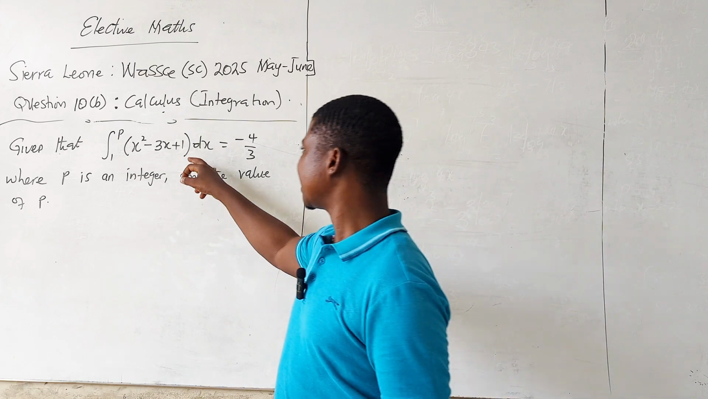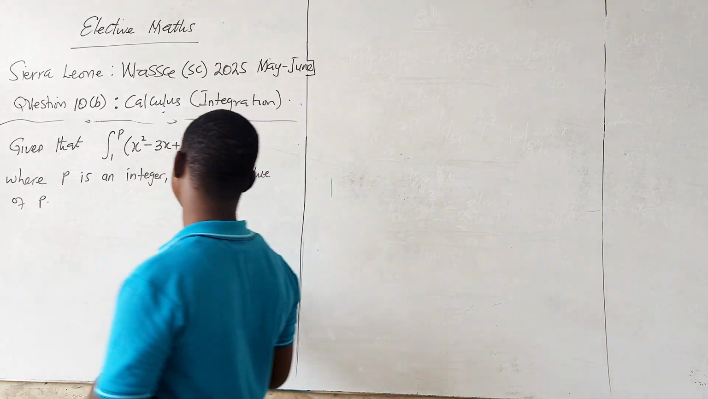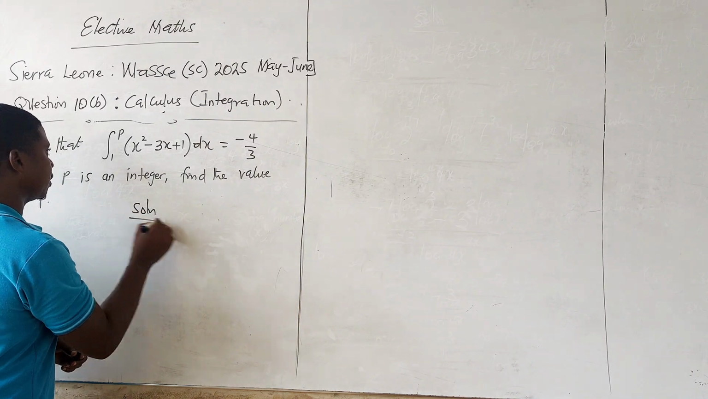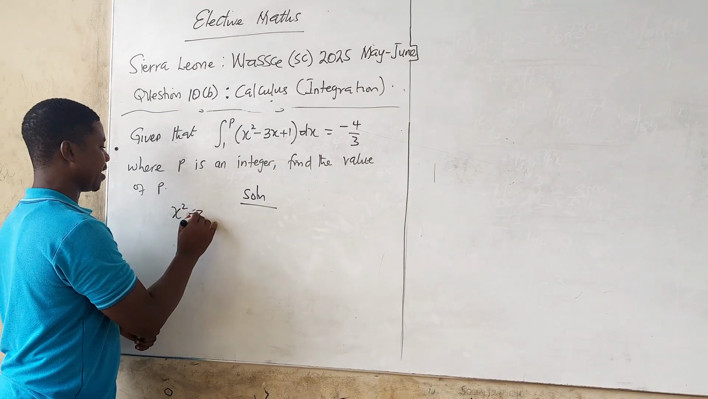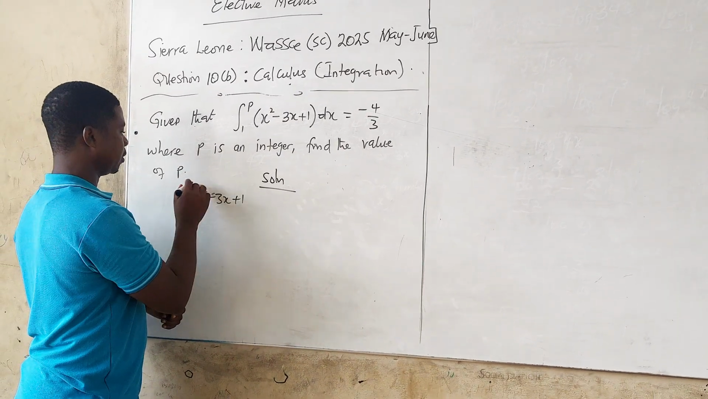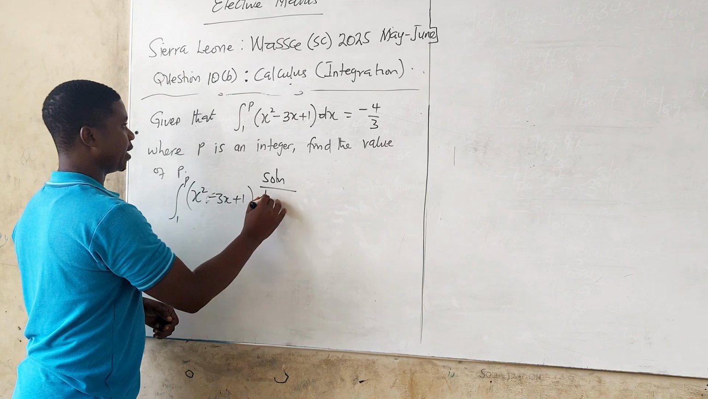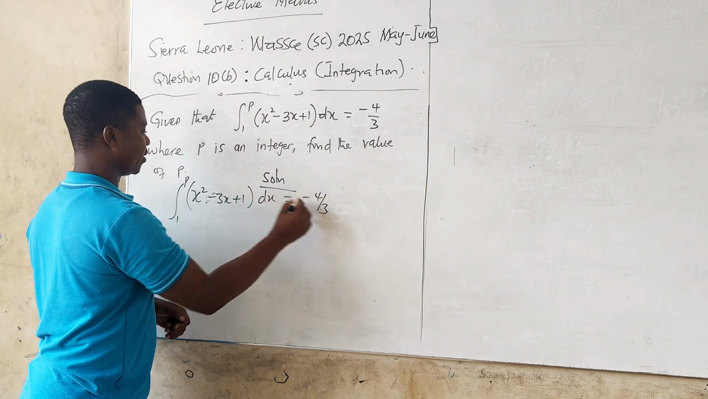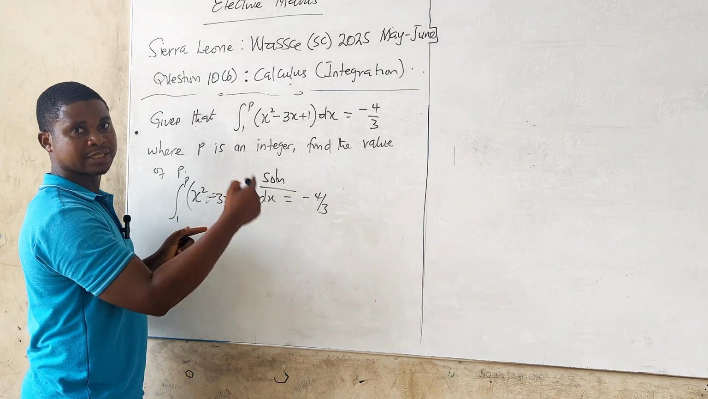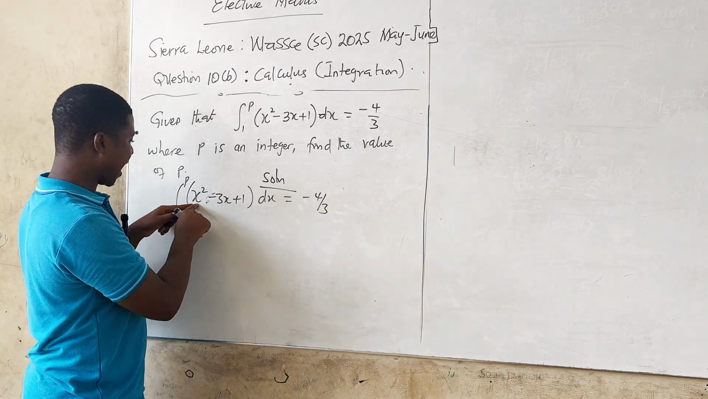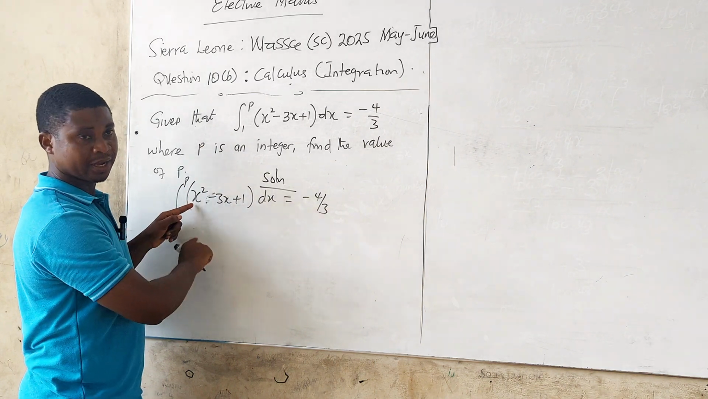So first you have to integrate this one. So let's integrate that. We have the integral from p to 1 of x squared minus 3x plus 1 dx equals minus 4 on 3. We integrate this term by term. So we have x squared. When you integrate x squared, that's the power plus 1 over the answer that you get.